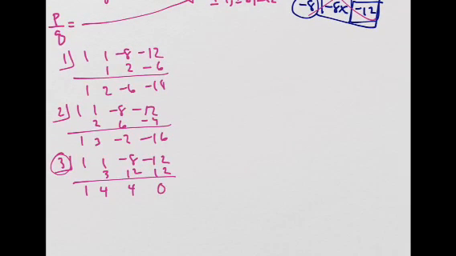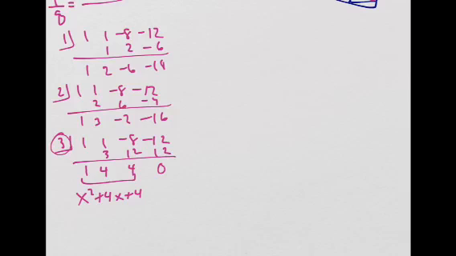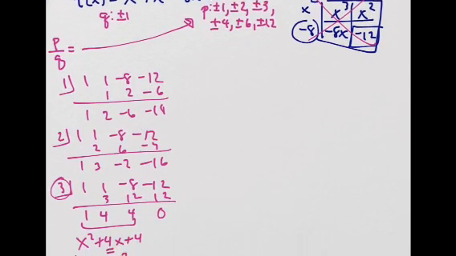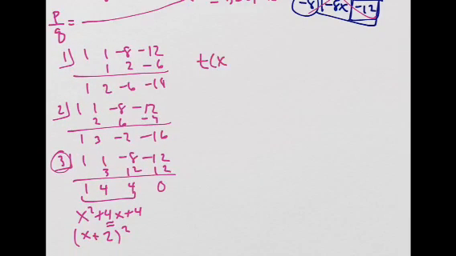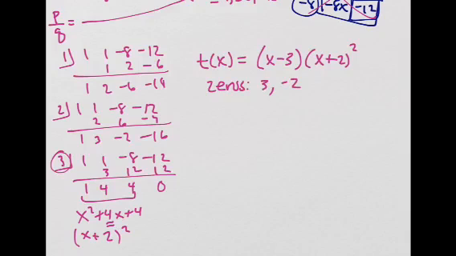That these three numbers here mean x squared plus 4x plus 4. And this is a perfect square trinomial because the square root of x squared is x, the square root of 4 is 2. If you multiply and double, you get 4. You get this term right here. So I just put a plus and a square. So what is it? T of x equals x minus 3 and x plus 2 squared. So that means that my zeros are 3 and -2.